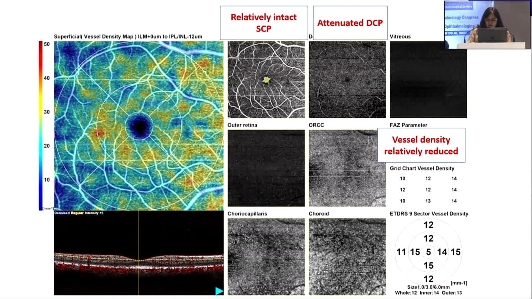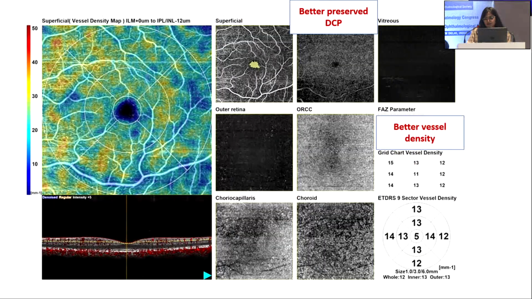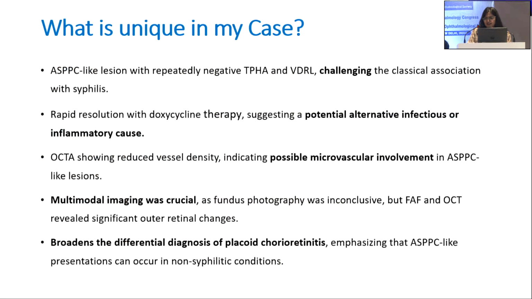We also did an OCT angiography where we could see a reduction in the vessel density and flow deficits in the right eye, and there was better vessel density in the left eye. What is unique in my case is that it was an ASPPC-like lesion with repeatedly negative TPHA and VDRL, which challenged the classical association with syphilis, and rapid resolution with doxycycline therapy suggested a potential alternative infectious or inflammatory cause. Because of the reduced vessel density, probably there was also a microvascular involvement.